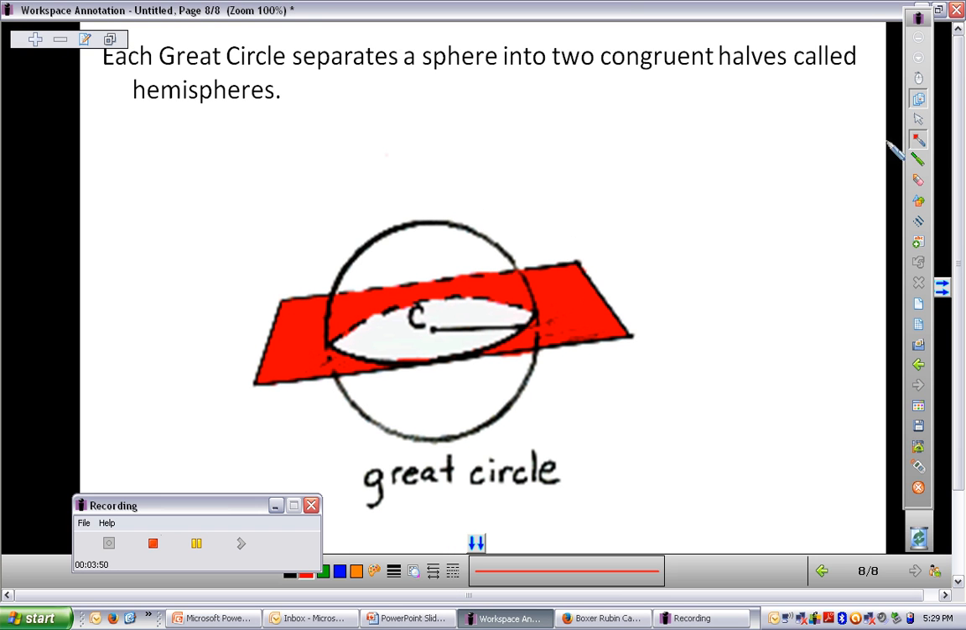Each great circle is going to separate a sphere into two congruent halves. We call those hemispheres. Again, think of the planet Earth and the northern and southern hemisphere, eastern and western hemisphere, things of that nature. So a hemisphere is just half of a sphere.